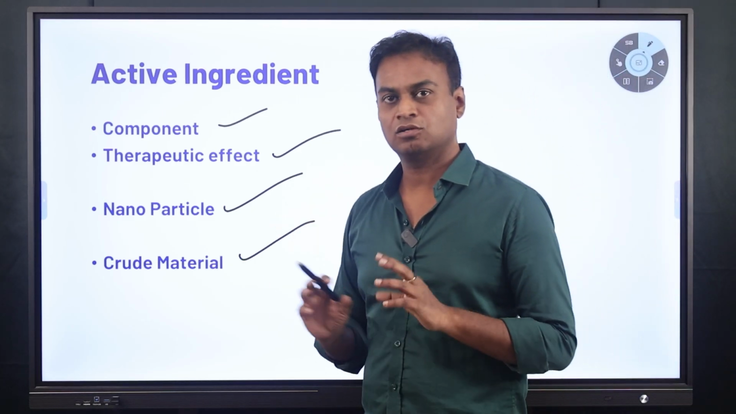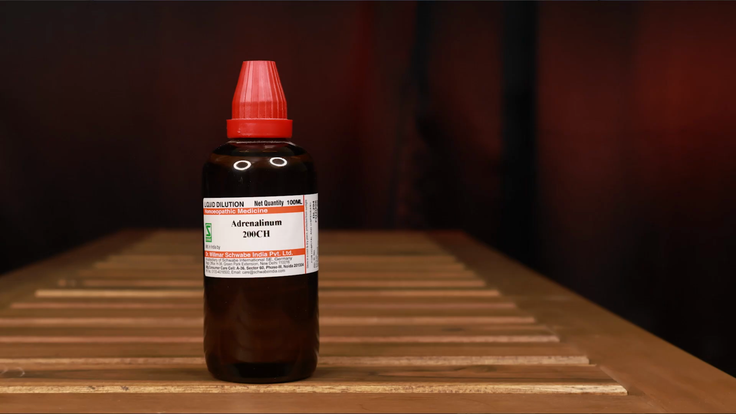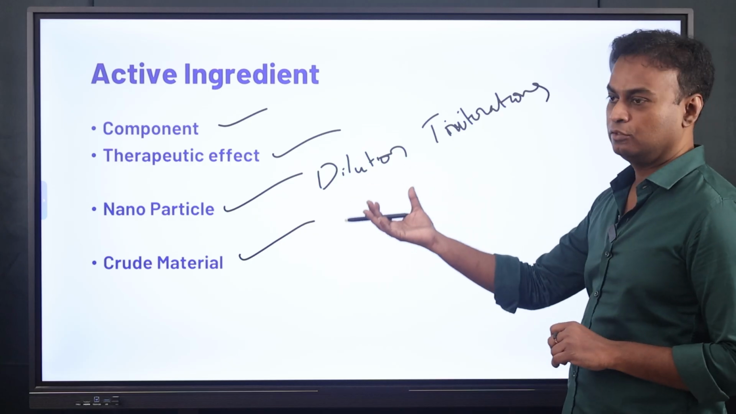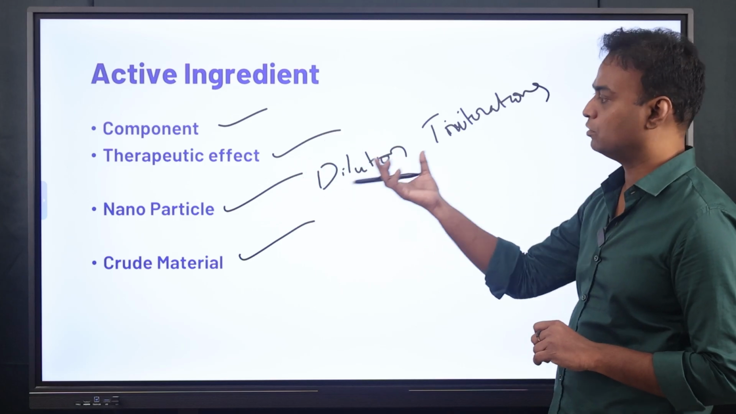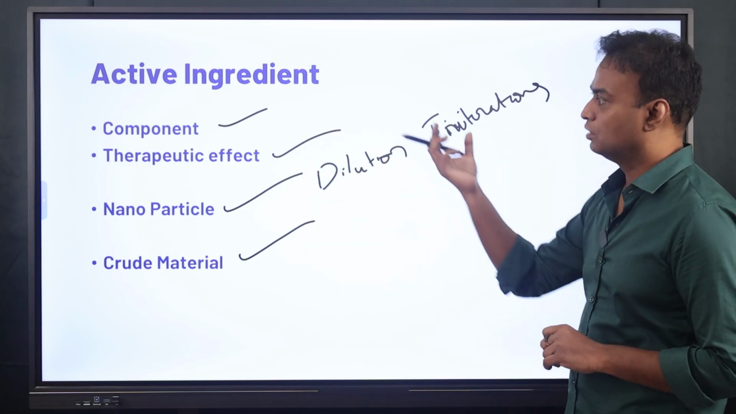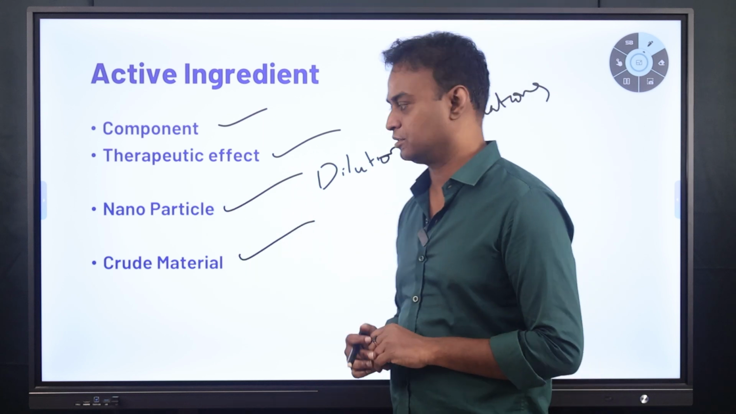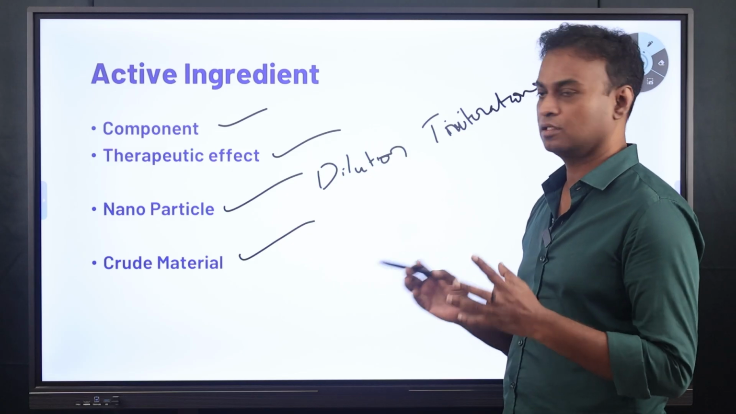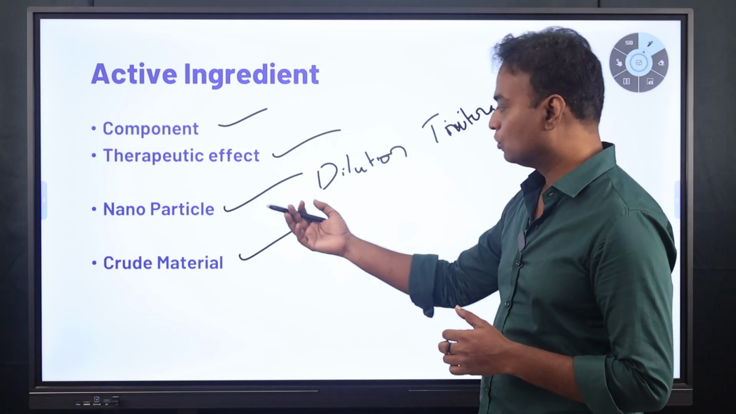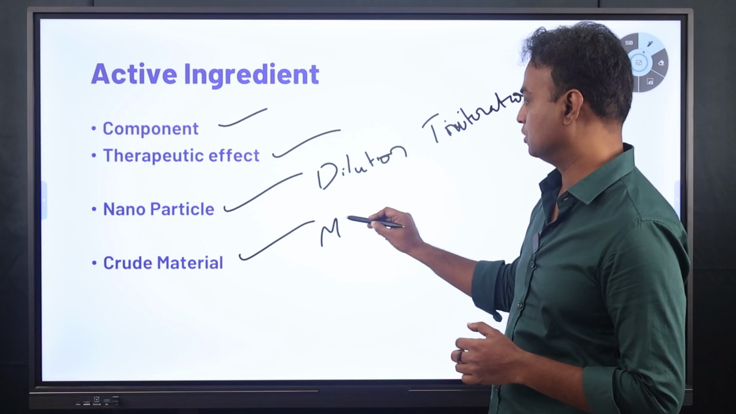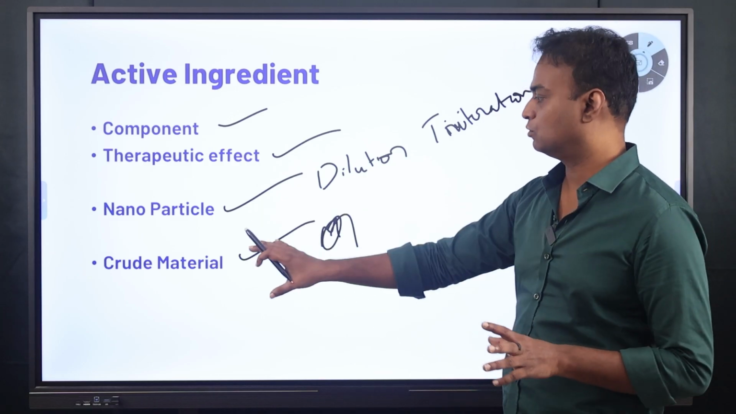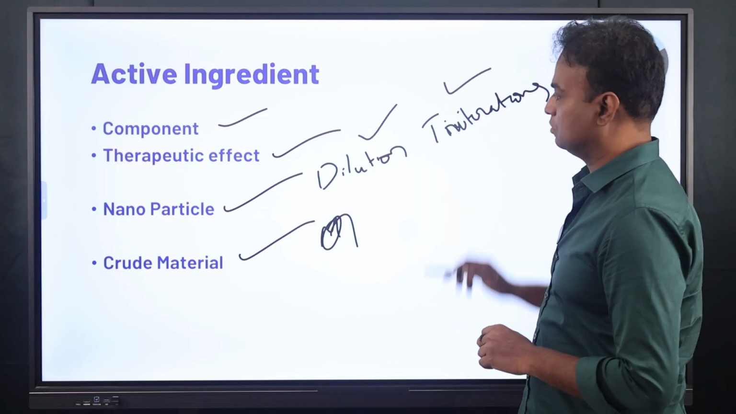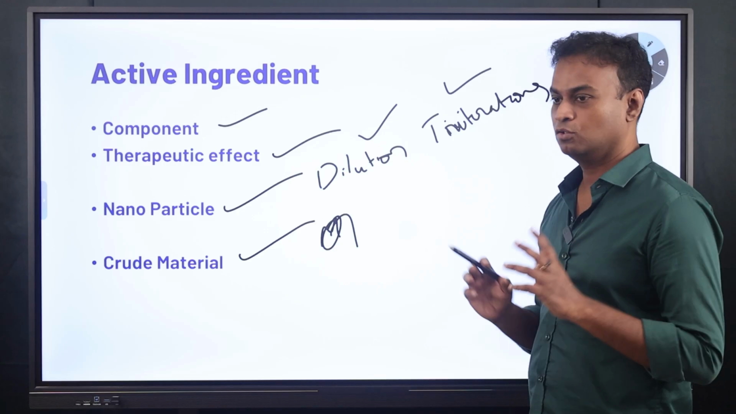These nanoparticle medicines we normally find in dilutions and triturations. If you take a dilution, the active ingredient exists in the form of nanoparticles. If you take trituration, the active ingredient exists in the form of nanoparticles. Then what is crude material? Crude material is the smaller part of a bigger substance. It is not converted into nanoparticle. Crude material exists in mother tincture. All the mother tinctures will have crude medicine, not nanoparticles. When you take a dilution or trituration, there are nanoparticles. If you take mother tincture, it will have crude material.